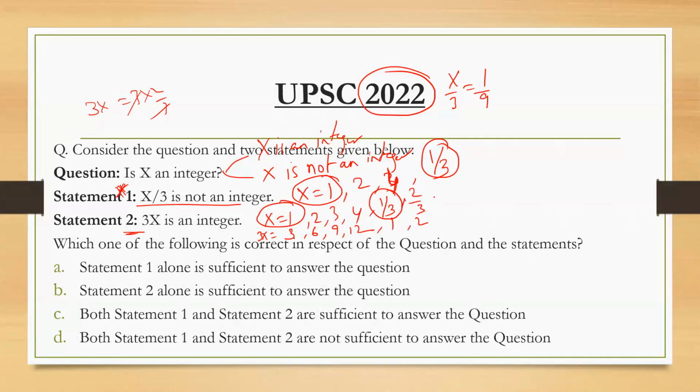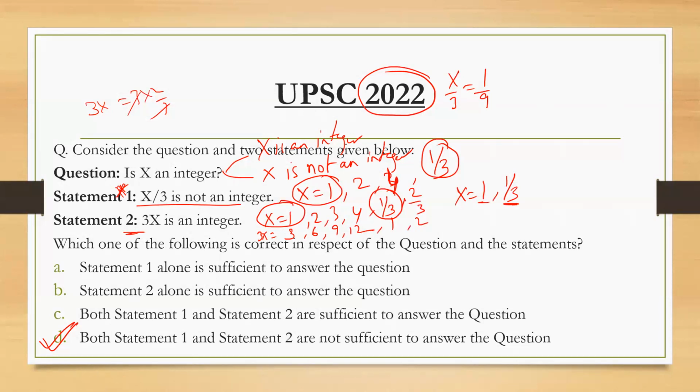So what I observe here is if x is 1 or if x is 1 by 3, in both the scenarios, both the statements are valid. So I'm not getting a definite answer to this question, that is, if x is an integer or not. So I observe x can be an integer or it cannot be an integer also. Therefore, neither of these statements is answering my question. Is this clear?